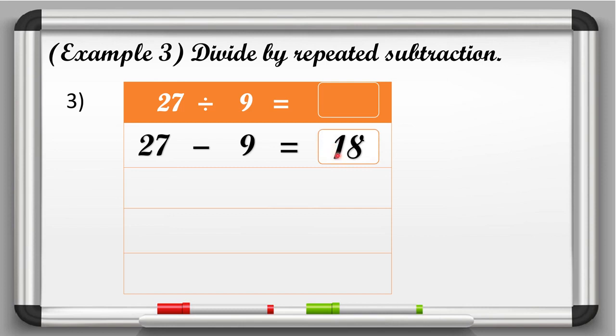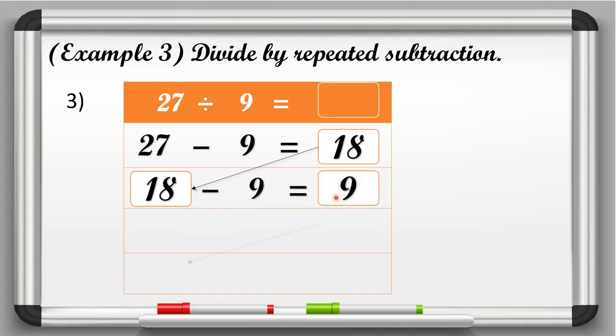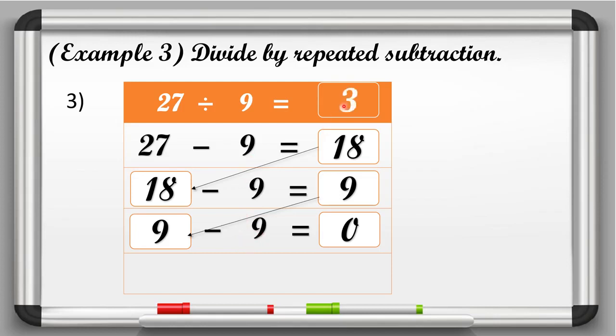Now we have to subtract 9 from 18. So we will write 18 here and we will subtract 9 from this. So keep 18 in your mind and 9 on your fingers. Let's start backward counting. 17, 16, 15, 14, 13, 12, 11, 10, 9. So we will write 9 here. Now 9 minus 9 is equal to 0. Okay, so how many times we have subtracted 9? 1, 2, 3. So 3 times we have subtracted 9. So our answer is 3.